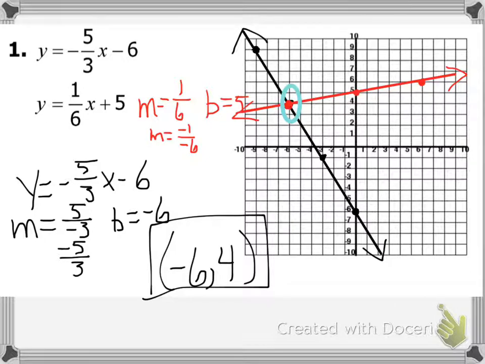Questions on that? Yes. You'd plug -6 in for x to both equations, then plug 4 in for y, and then work down both sides of each equation, see if you get a true statement or a false statement. Any other questions on number 1?